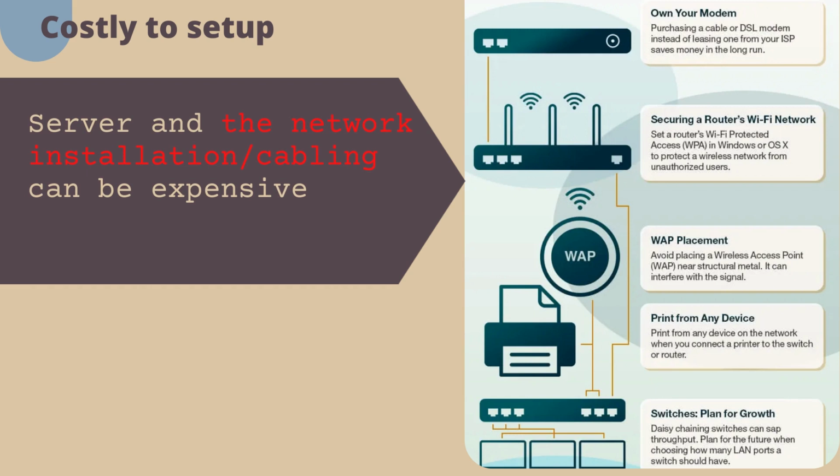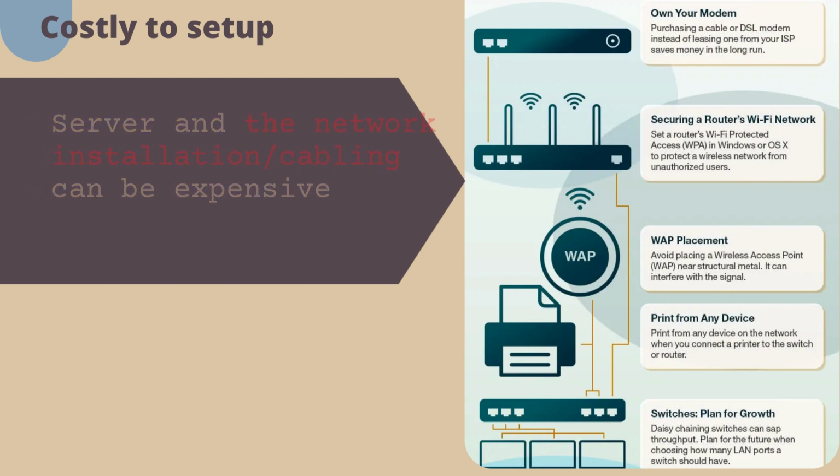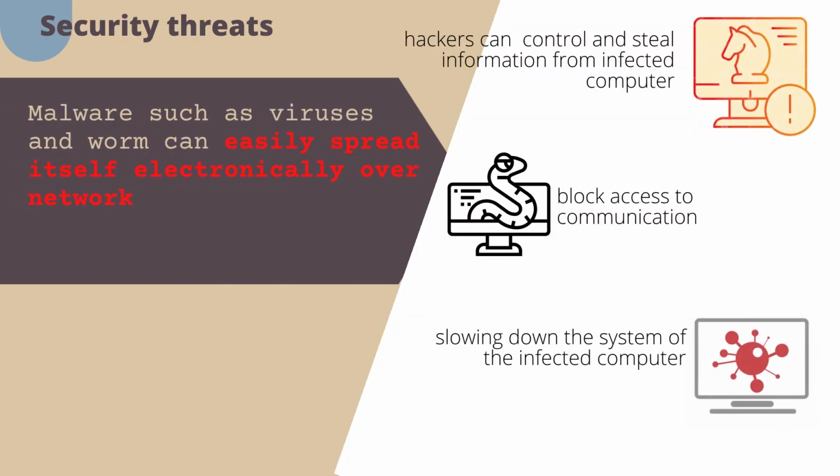Now let's start with the first disadvantage of network, costly to set up. Purchasing the network cabling and other hardware such as hubs, switches, and routers might be very costly to buy and replace. Server and the network installation or cabling can be expensive. Once you successfully set up the network physically, the second question is, how will you manage the network? And this goes to our second concern of network, or disadvantages of network, which is security threats.